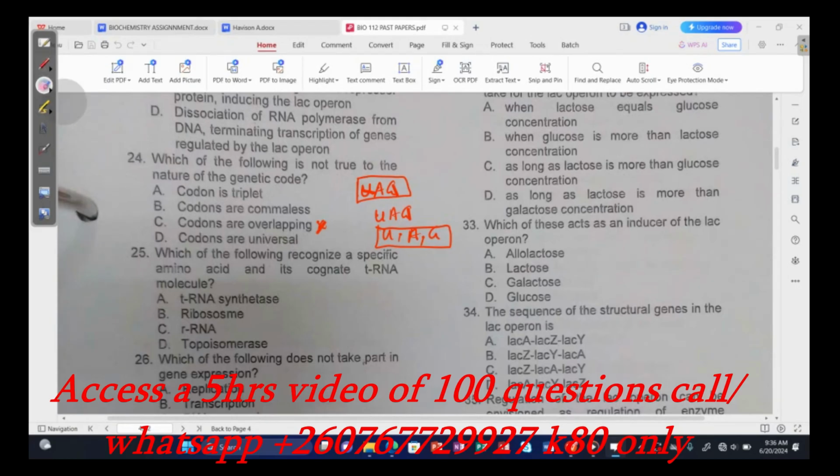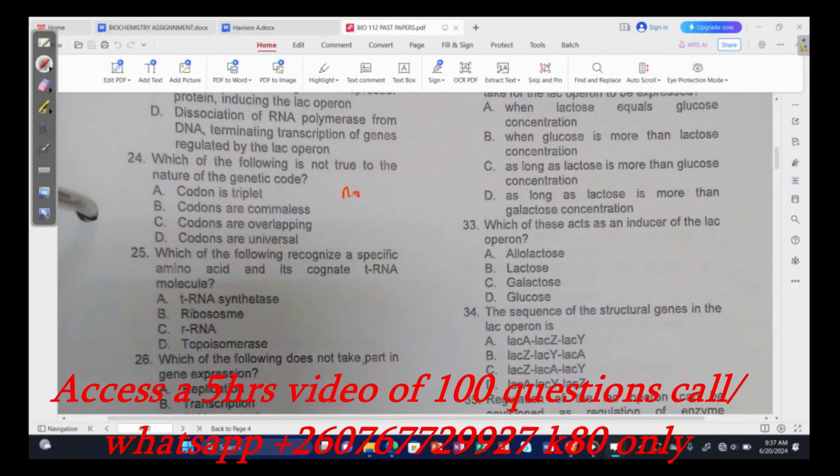So when you say codons are universal, what we mean is that if AUG codes for methionine in plant cells, it will still code for methionine even in an animal cell or eukaryotic cell. So it's true, genetic code or codons are universal. So overlapping is a false statement here.